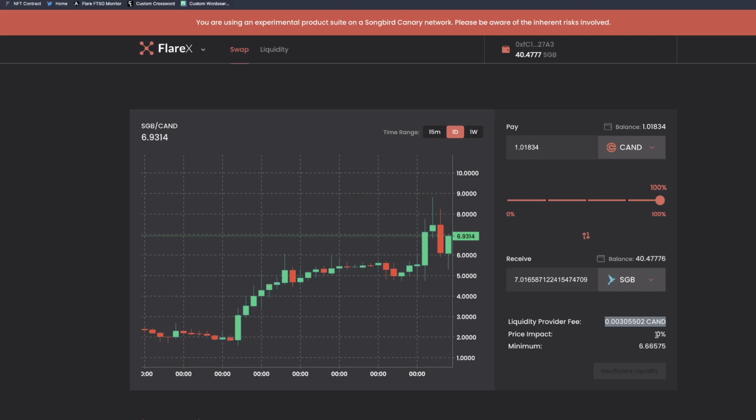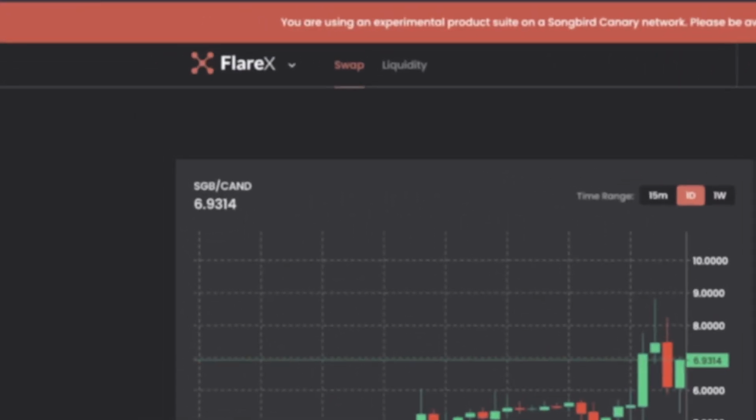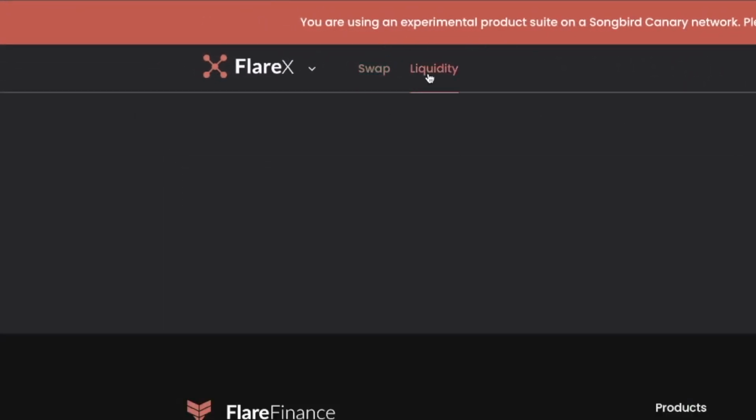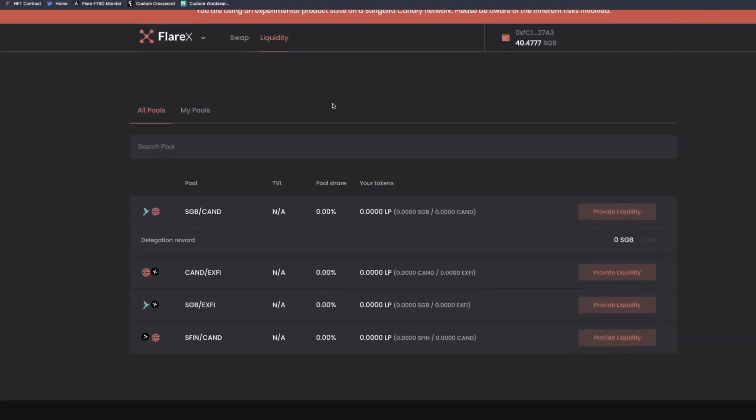This really depends on how much liquidity is in the liquidity pools. So let's jump onto that. If you look at the top here, you can see the liquidity tab. Let's give that a click. And this is where you can basically provide liquidity for different tokens.